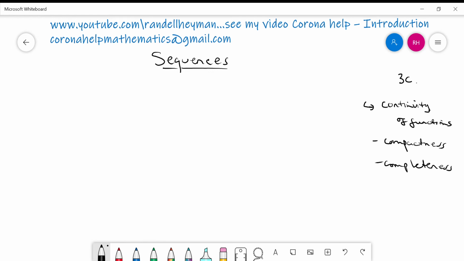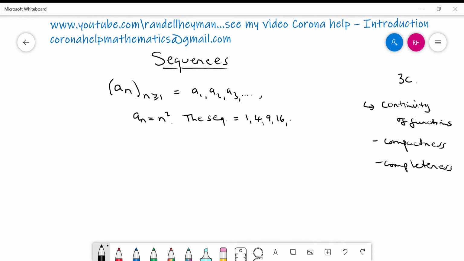So how does this work? Well, this is the notation that you might see for a sequence. This is basically equal to the sequence a1, a2, a3, etc. And we may have a rule with that. For example, a_n equals n squared. Then the sequence is equal to 1, 4, 9, 16, etc.